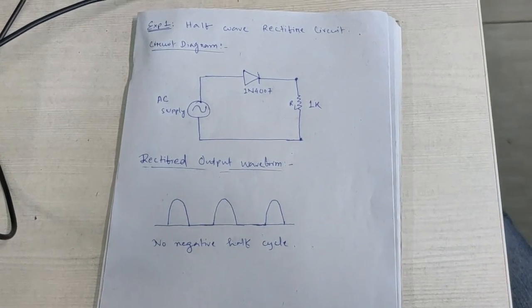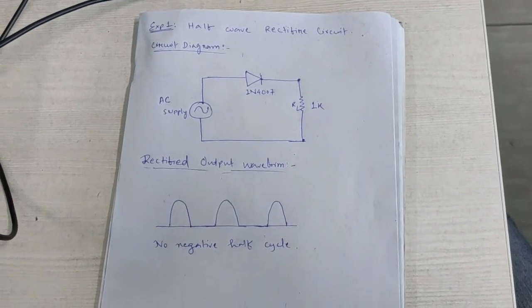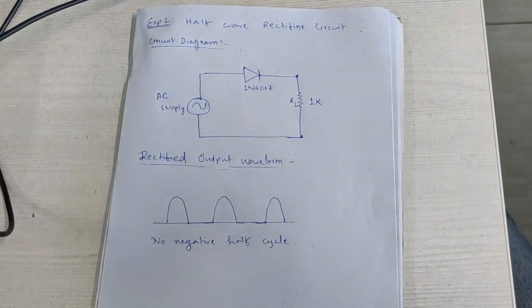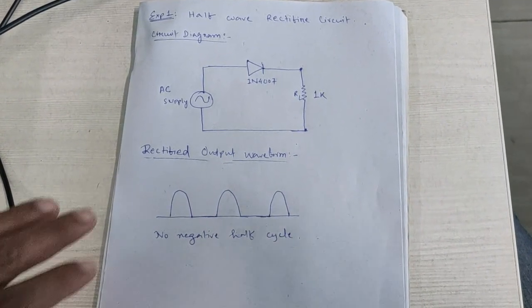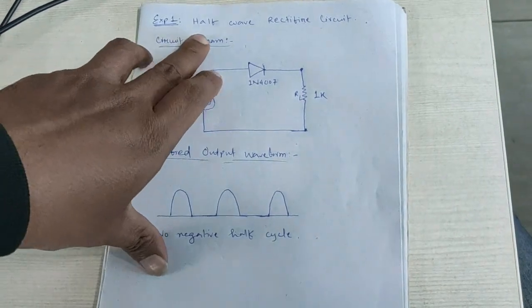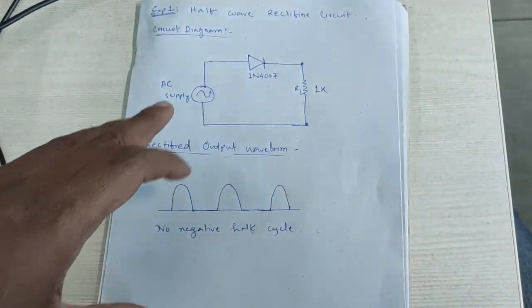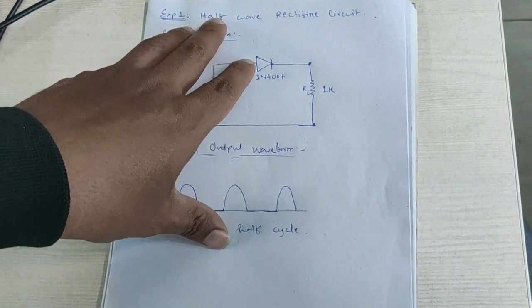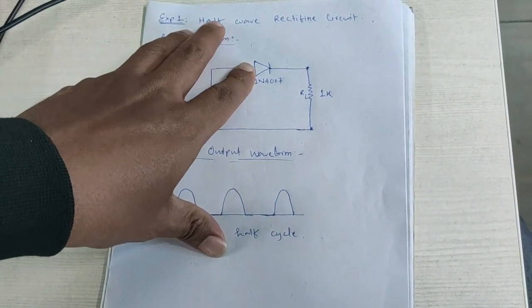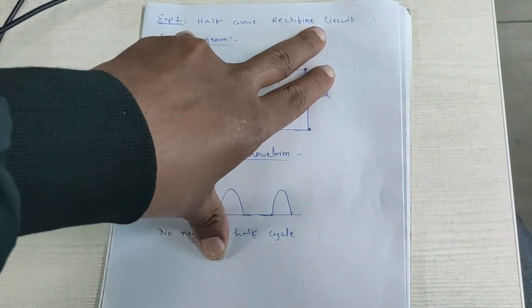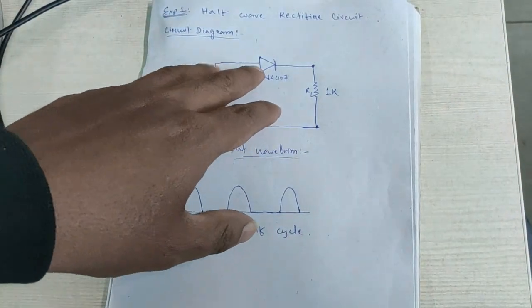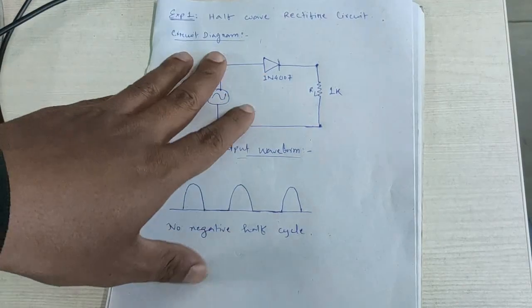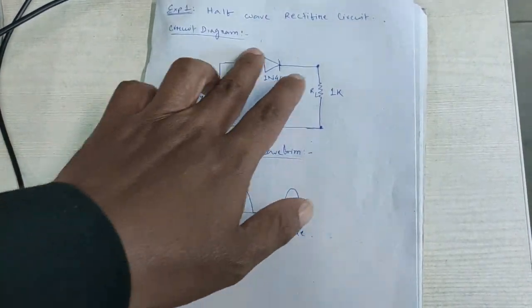Students, today we are going to start our industrial electronics lab. So here you can see our experiment number 1 is the half wave rectifier circuit. This is basically to study the half wave rectifier circuit using a diode. You just write half wave rectifier circuit using diode, that you have to write. So this is the circuit.